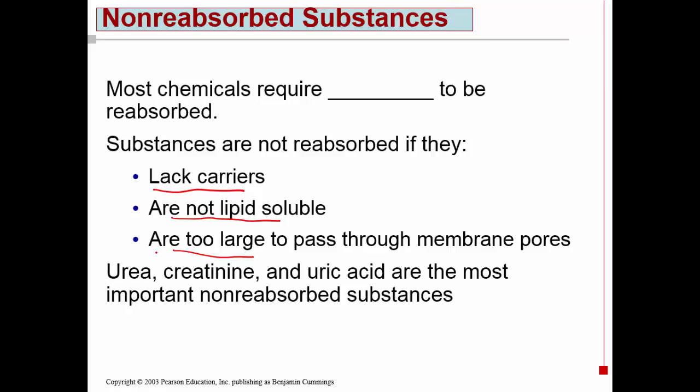So they might not have been too large to filter out into the Bowman's capsule, but now they're too large to be reabsorbed. Remember that most chemicals, again, are going to require ATP because they require active transport to be reabsorbed. Probably the most important or common non-reabsorbed substances are urea, creatine, and uric acid.